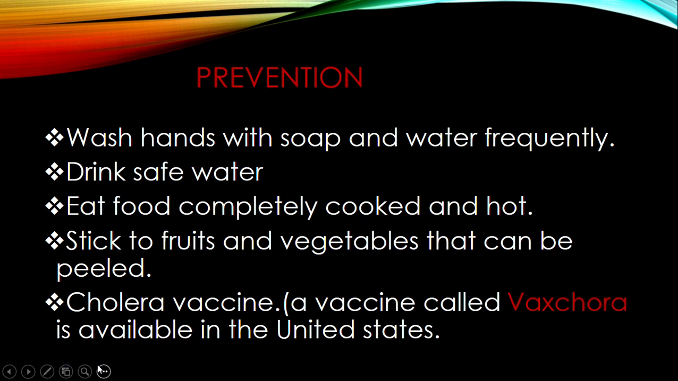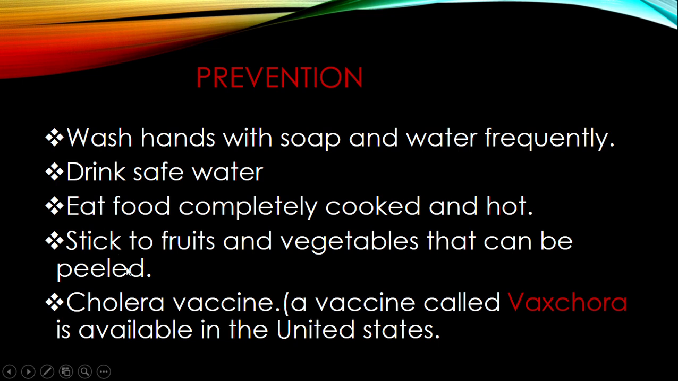Now let's look at the preventive measures. How can we prevent cholera? The first point is that we should wash our hands with soap and water frequently. We should drink safe water every day. We should eat foods which are completely cooked and which are hot. So make sure that this rain season we avoid eating cold foods or foods which are not completely cooked.